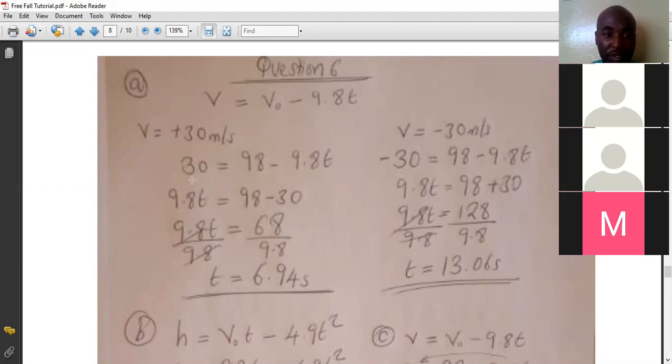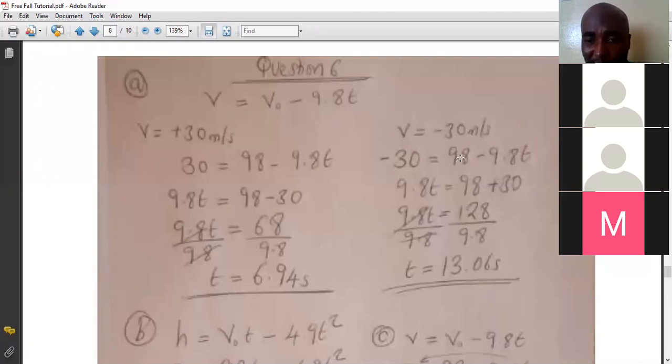Minus 30, so it's 98 minus 30, so it's 6.94. Then again, you do the same for negative 30 when it's coming down. Okay, speed is the same. Speed is scalar. You just report speed as speed. But for velocity, you specify that you see positive going up and negative coming down.